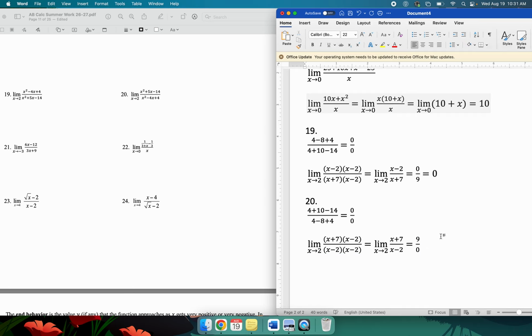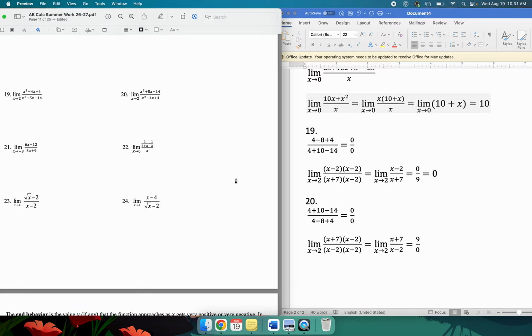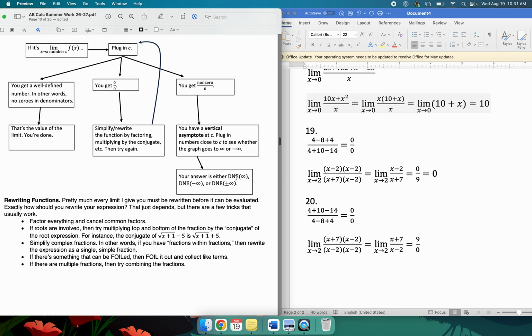Now this is very interesting because 9 over 0, that's a non-zero number over 0. That actually puts us in this situation right here, which means we have a vertical asymptote at c. So we have a vertical asymptote at 2. I'll analyze that in a second, and I'll show you how to figure out whether the function is approaching positive or negative infinity on either side of the vertical asymptote.